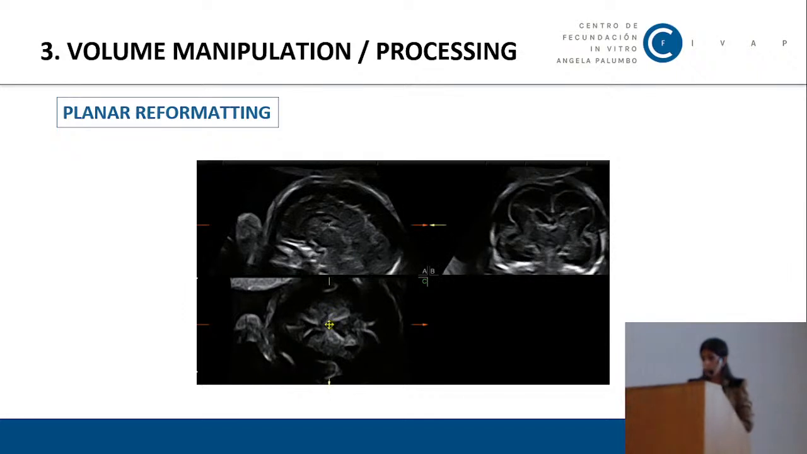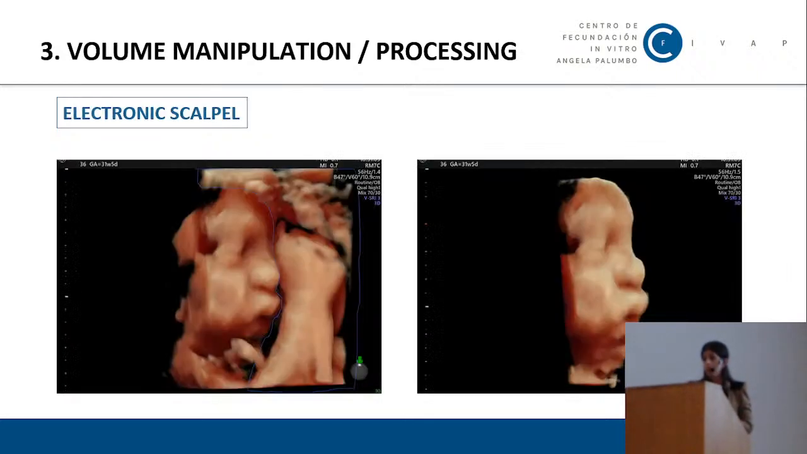When it comes to the electronic scalpel, sometimes when using surface rendering view, the region of interest may be covered by adjacent or overlapping structures, and these structures have to be removed with an electronic scalpel to obtain a high quality surface image. So here we have the baby with the hand and the arm in front of the face. If we draw a line over here with the electronic scalpel, we can remove this part and get the profile of the fetus.